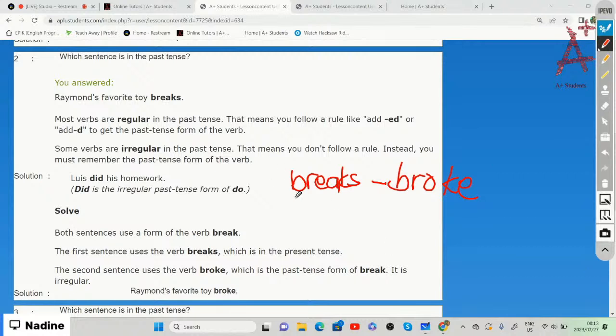And as you can see, that word literally changed from breaks to broke. We remove the E A, we put the O there, we remove the S. So certain letters within that specific word have changed. No rule that we follow. You just need to remember what the past tense form of that verb is. So Raymond's favorite toy breaks. Yesterday, Raymond's favorite toy broke. So broke is the irregular past tense form of break.